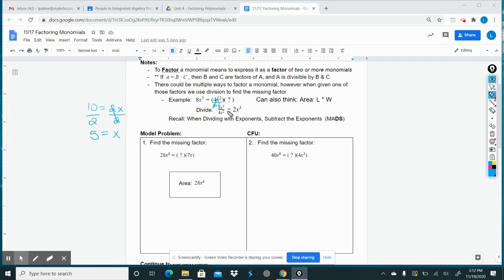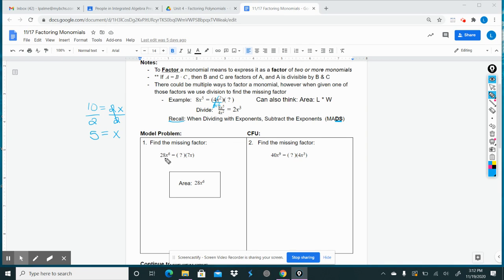They cancel on the left-hand side, and you have 8x to the fifth divided by 4x squared. The coefficients get divided because remember, coefficients follow the operation. So 8 divided by 4 is 2, and then x to the fifth divided by x squared is x to the 5 minus 2, which is x to the third. So we want to recall when dividing with exponents, we subtract the exponents. We can also think of this as area, which is length times width.